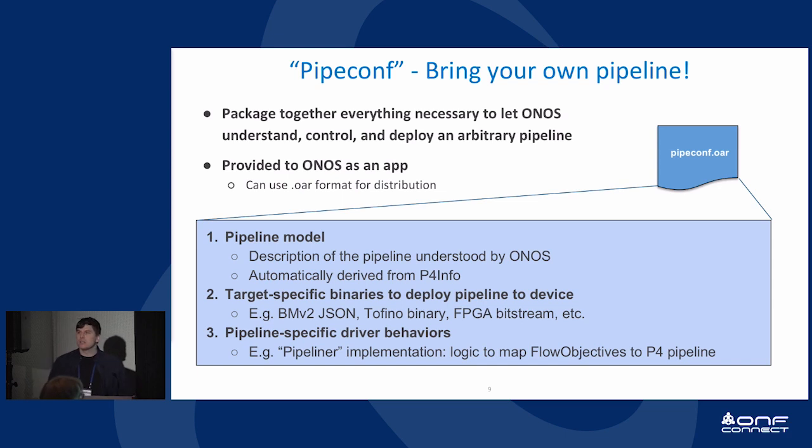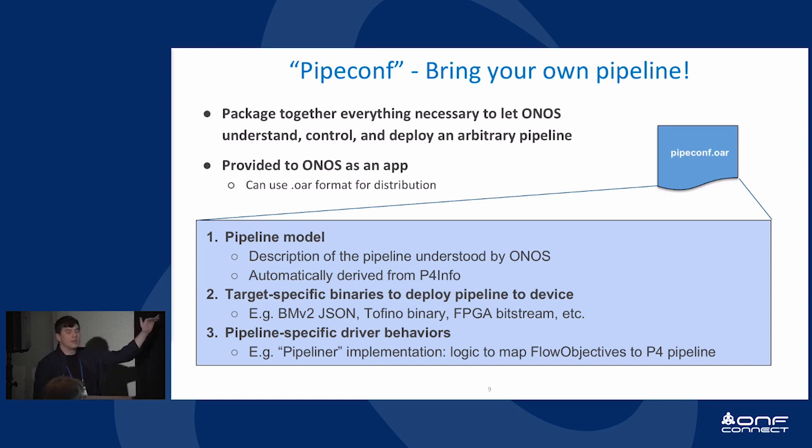Okay, so the first element in the P4 enabled ONOS architecture is what we call a Pipeconf. A Pipeconf stands for pipeline configuration, and it's basically a way to bring your own pipeline. Pipeconf is a way to package together all the information needed by ONOS to understand, control, and deploy a given pipeline to a device. It can be distributed as an ONOS application. It's indeed an ONOS application. It simply informs ONOS that a new pipeline is available to be deployed to a device.